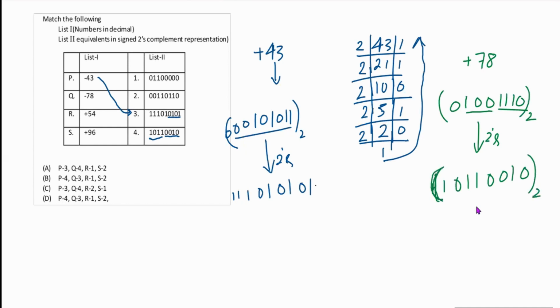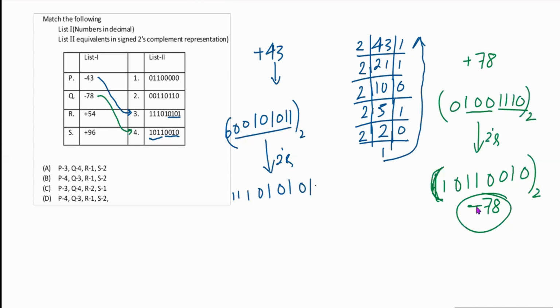So this is my representation for minus 78. From the options, I can say that option number 4 is matching with this one. So minus 78, Q, is represented by this fourth option.